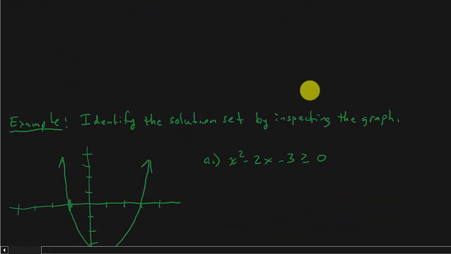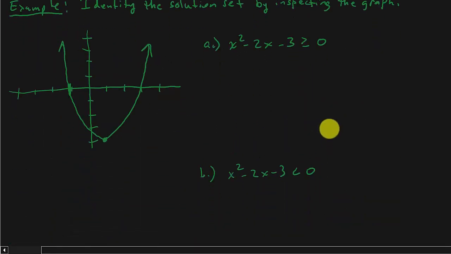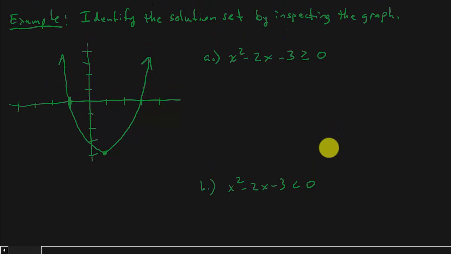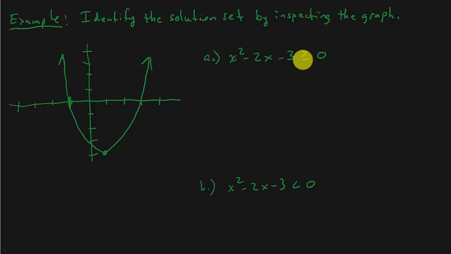All right. This is the last problem. There's 2 parts, but it's easy. Identify the solution set by inspecting the graph. So this graph is x squared minus 2x minus 3. If you took x squared minus 2x minus 3, you graphed it, this is what you would get. And they want to know, when is this greater than or equal to 0? When is it greater than or equal to 0?